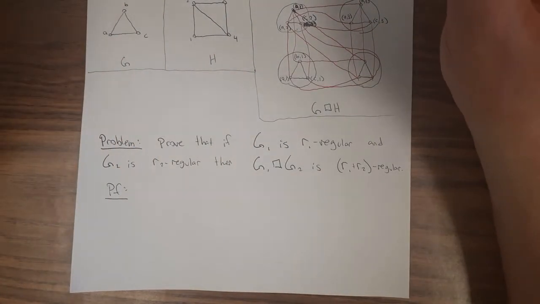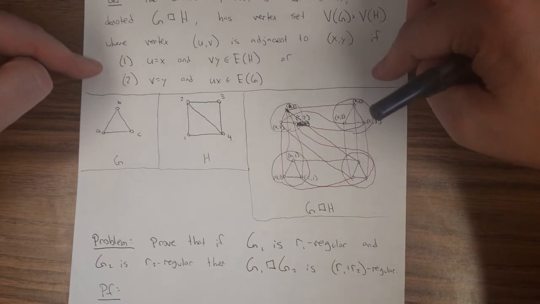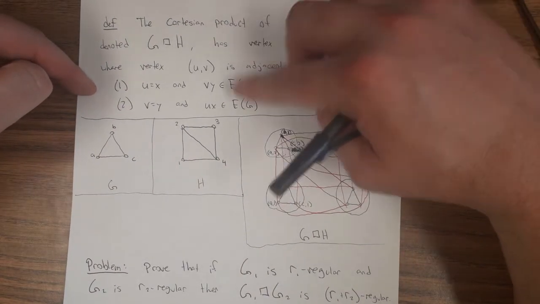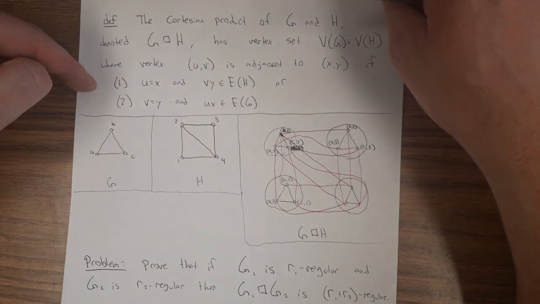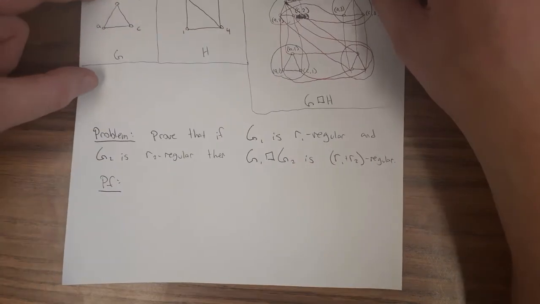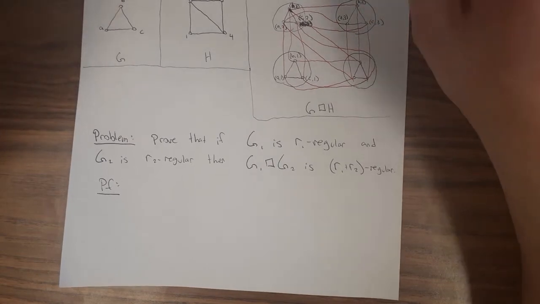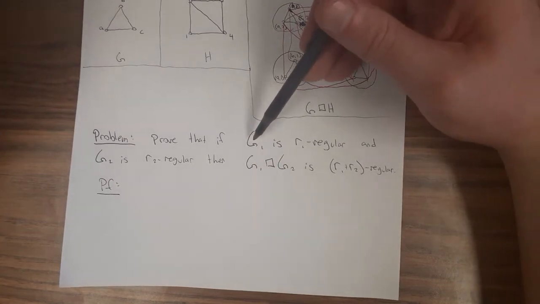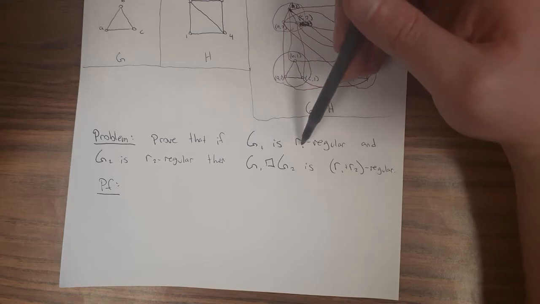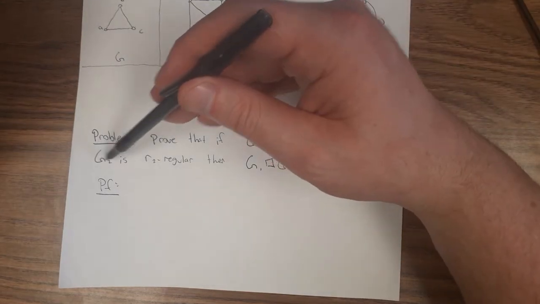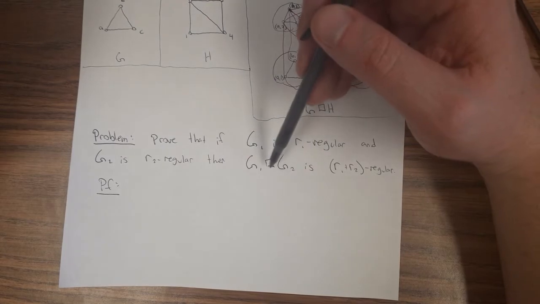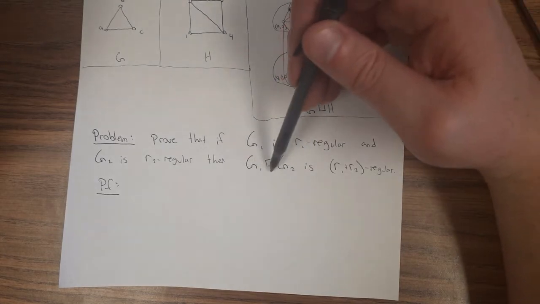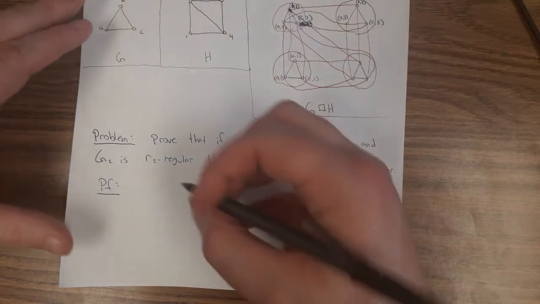I wouldn't describe it as a hard exercise, but you do have to kind of understand and interpret the definition of Cartesian product. In essence, what we're about to do is pretty simple. We're just assuming that every vertex in G1 has this degree, every vertex in G2 has this degree, and then I just have to show that every vertex in this has this degree.